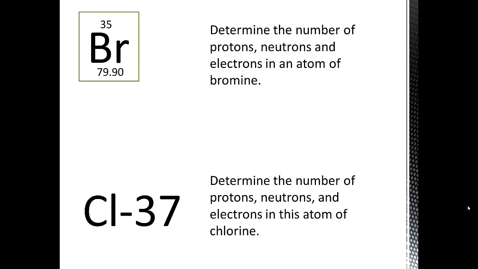So we have two practice problems here. I'd like you to determine the number of protons, neutrons, and electrons in an atom of bromine given the information from your periodic table. And then I'd also like you to determine the number of protons, neutrons, and electrons in this particular atom of chlorine. So if you want to pause for a second and then try that.